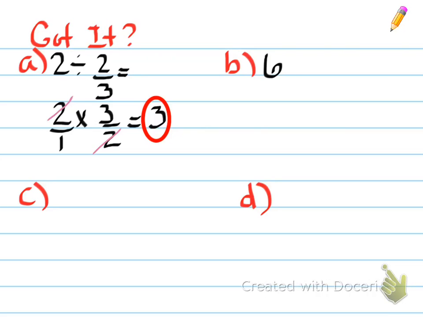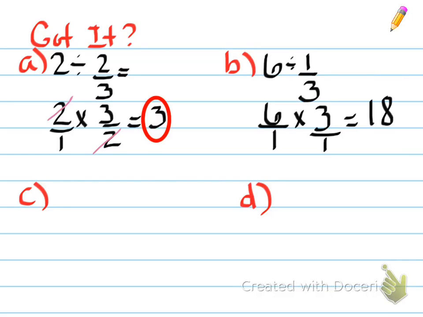Okay, now moving over here to question B. I've got 6 divided by 1/3. Again, I need to keep, change, flip, so that's going to be 6/1 times 3/1. This time, no cross multiplying necessary. The answer is 18.